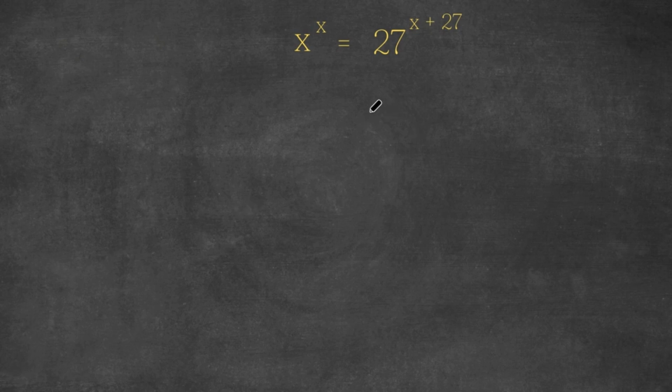In today's video, I'm going to be teaching you guys how to solve this exponential equation. So we have x to the power of x is equal to 27 to the power of x plus 27.